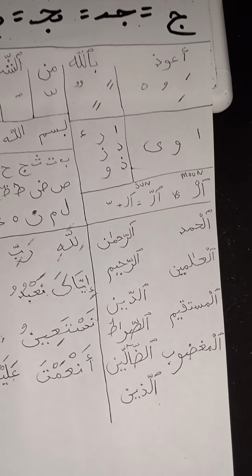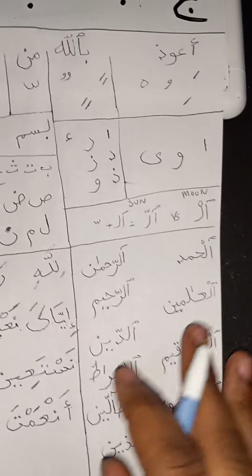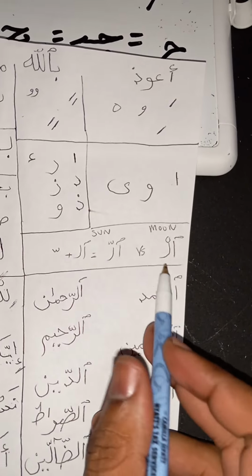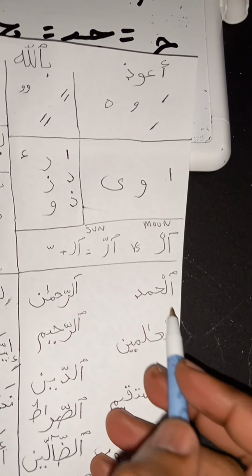Now, we move over to the words on the Qamariya, Shamsiya, moon versus sun words. Here we have, let's do the Qamariya words first. Qamariya sound is the easiest sound. This is moon sound. Okay.